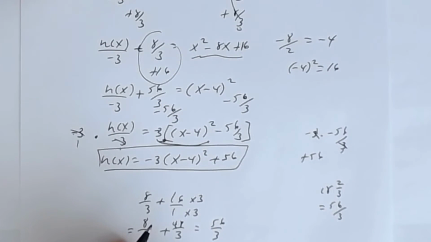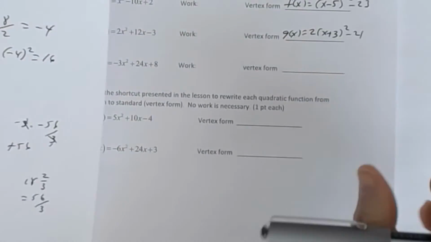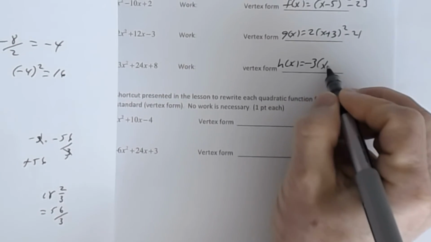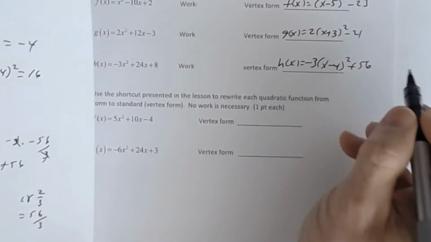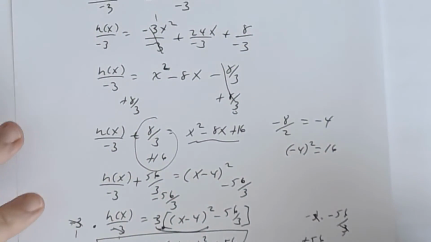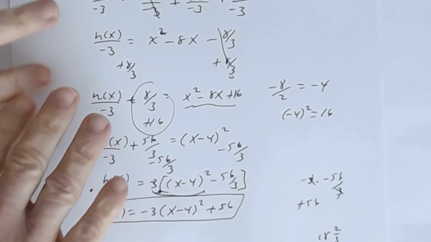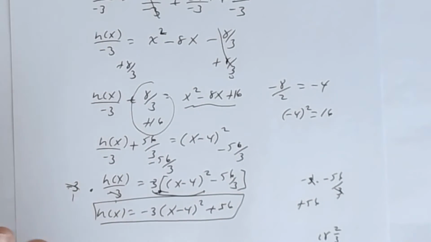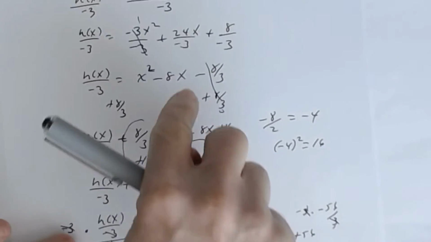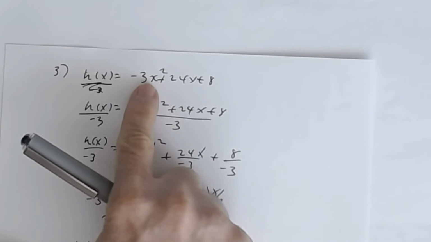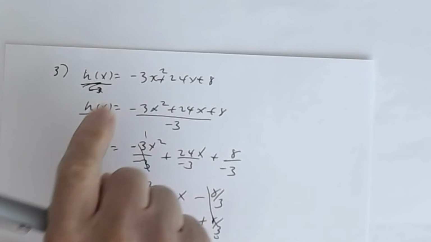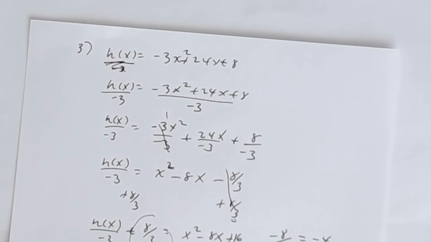So let me go and write it out first. So h of x is -3 times x minus 4 squared plus 56. Okay, now notice how much work that was. That was quite a bit of work, right? And then many students freak out when they see all those fractions. Instead of dividing both sides by this coefficient, you could have factored out a -3 because this 24 is divisible by 3. So let's go ahead and do it that way as well.